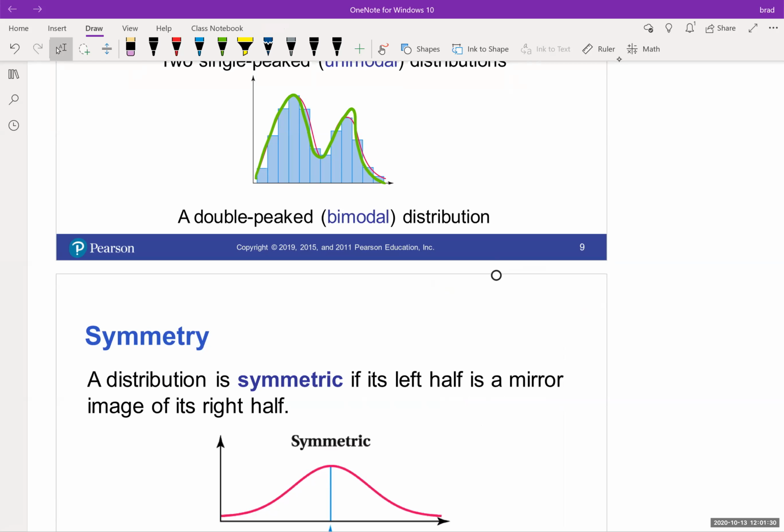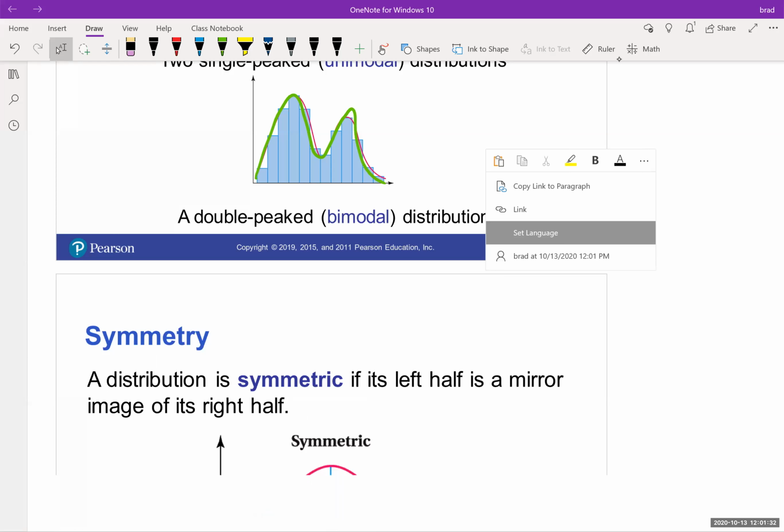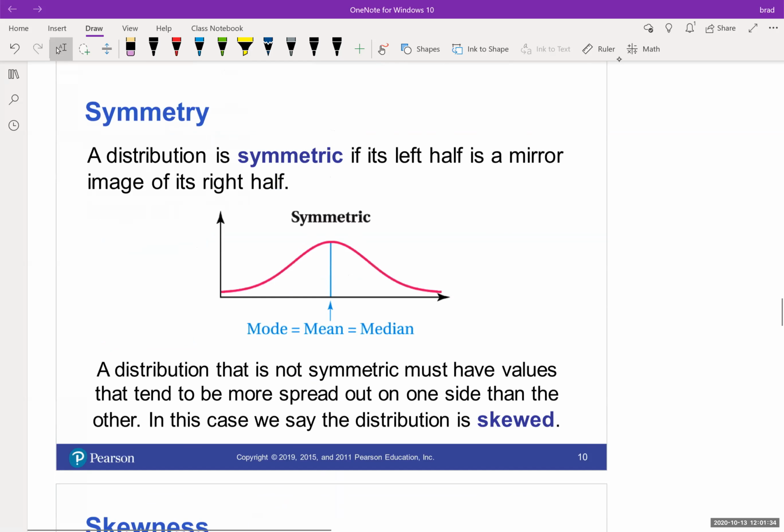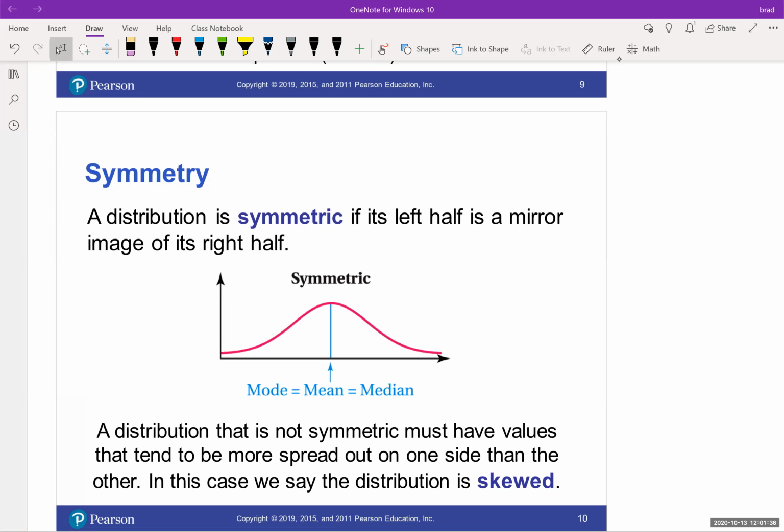Okay, something we love in statistics is symmetry. A distribution is symmetric if its left half is a mirror image of the right half. So in general, this would be the normal distribution. This is what we call the normal distribution. That's something I spend a lot of time on in statistics. It's one of the most important topics in statistics. And it's a symmetric bell-shaped curve, okay?